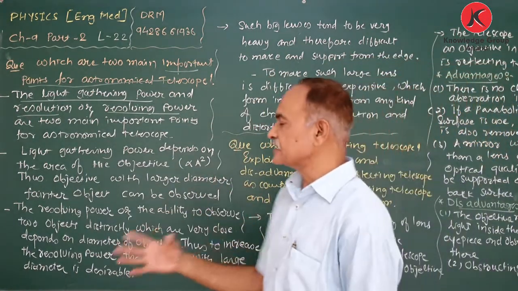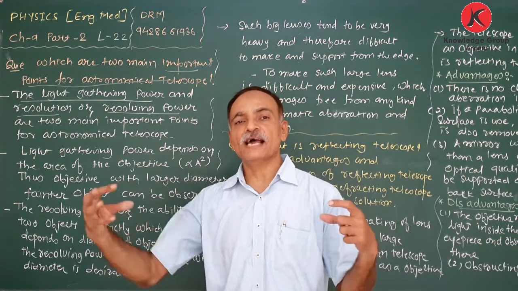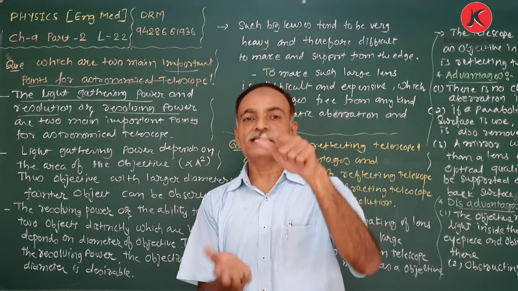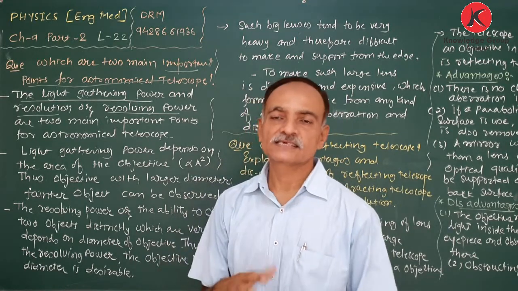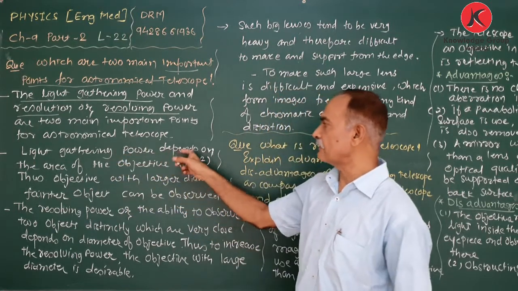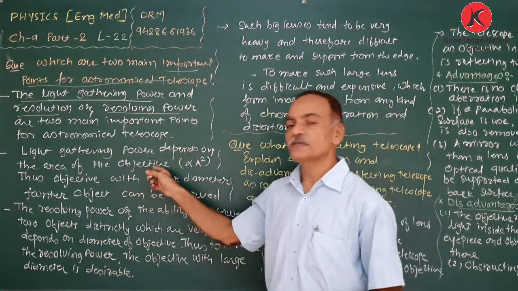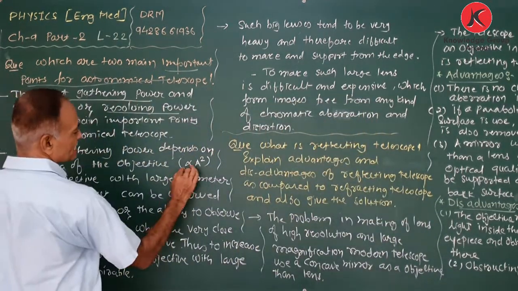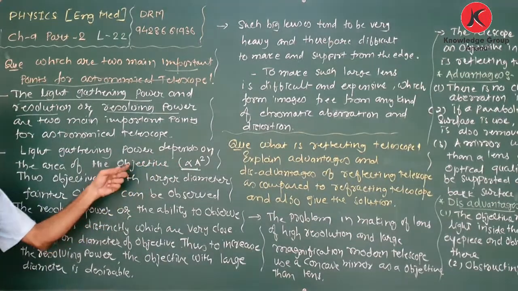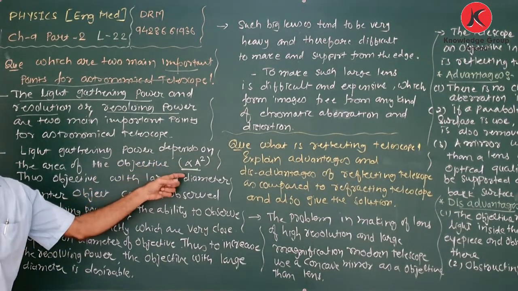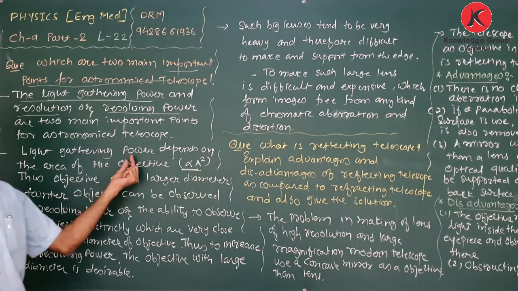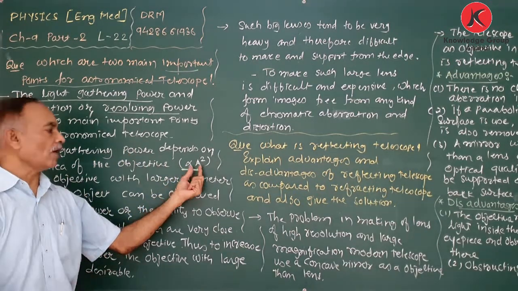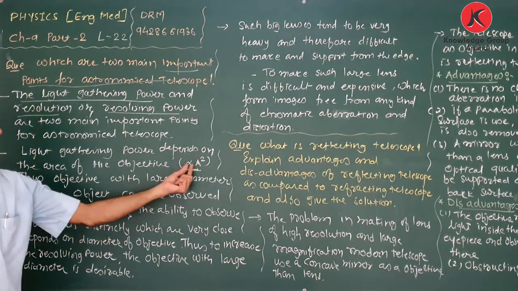Light gathering power means how much light is entering the telescope. That depends on the diameter or the area of the objective lens. Therefore, the light gathering power depends on the area of the objective. If the area of the objective is larger, the light entering is also more. Therefore, the light gathering power is directly proportional to the cross-sectional area of the objective. Here A is the area.